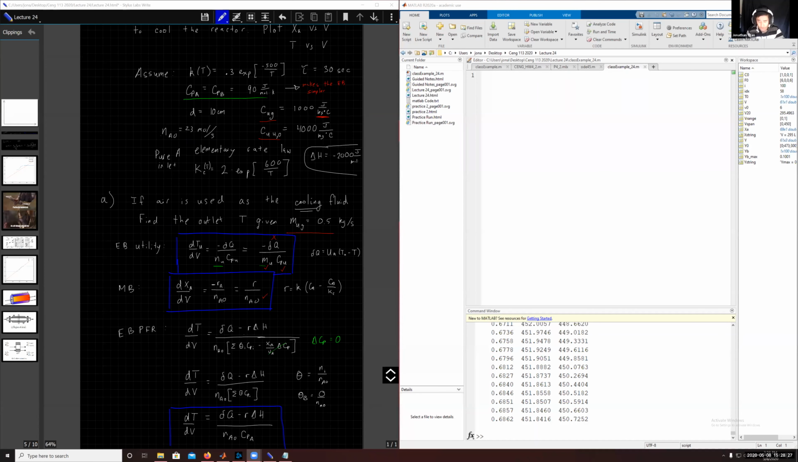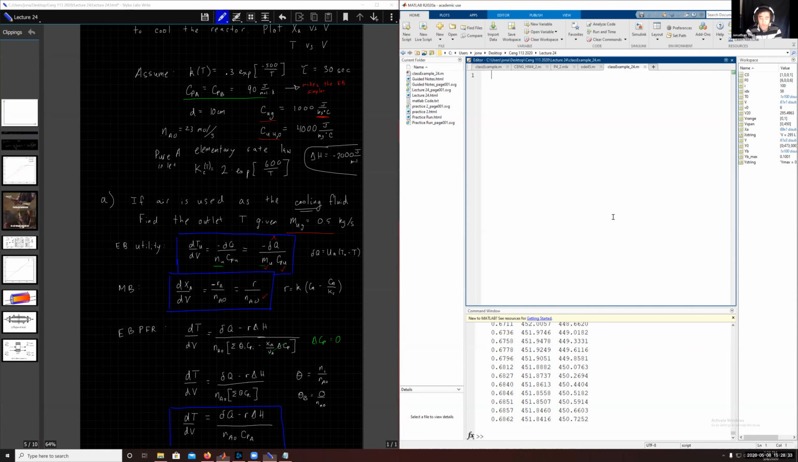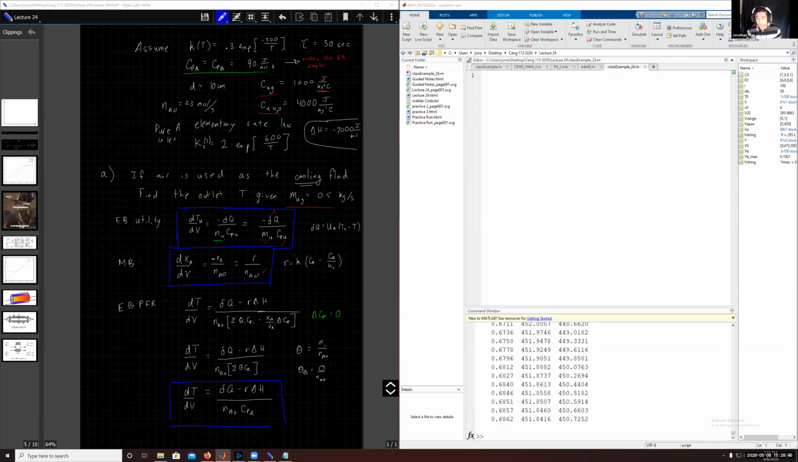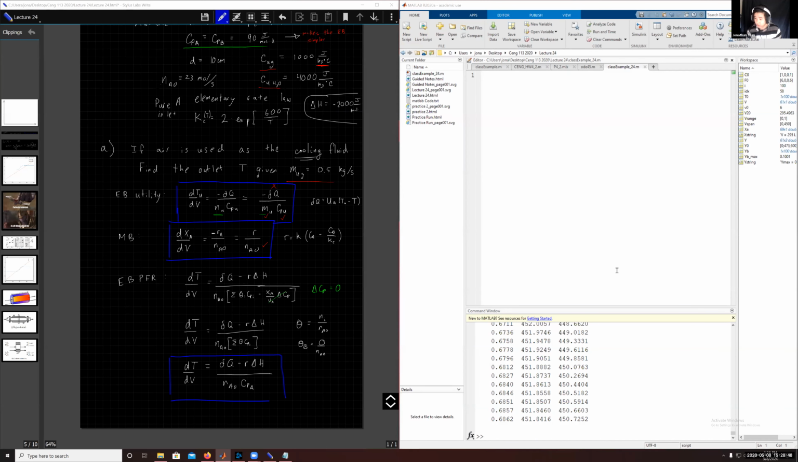Okay, can you see both the written words and the MATLAB up right now? Thumbs up in chat if you can. Is it readable? If it's not readable, then I'm just going to only focus on the MATLAB code. Okay, perfect.